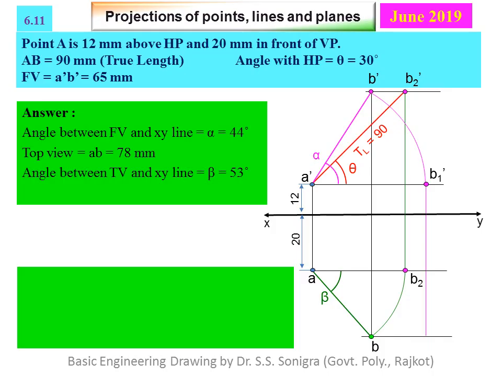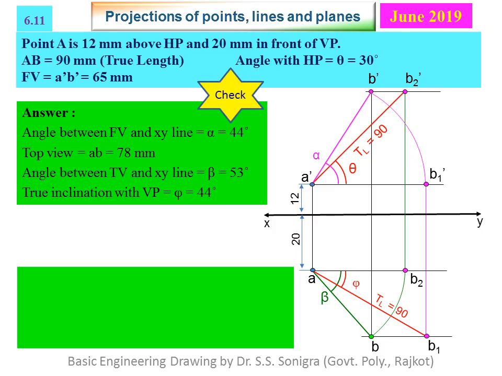Now what should we do next? Yes, to draw its true length in top view, draw vertical line from point B1 dash, and on locus of point B, mark a point B1. Join A with B1, that is true length, and that must be equal to 90 mm. If that is equal to 90, then our problem is correct. Measure this angle, that is angle of true length in top view, that is phi, that is true inclination with VP. Phi is equal to 44 degree.